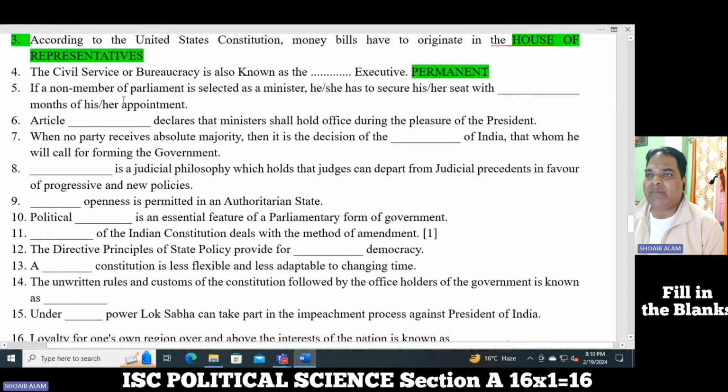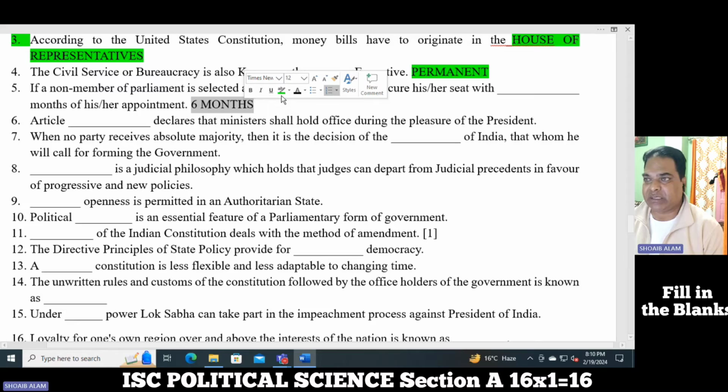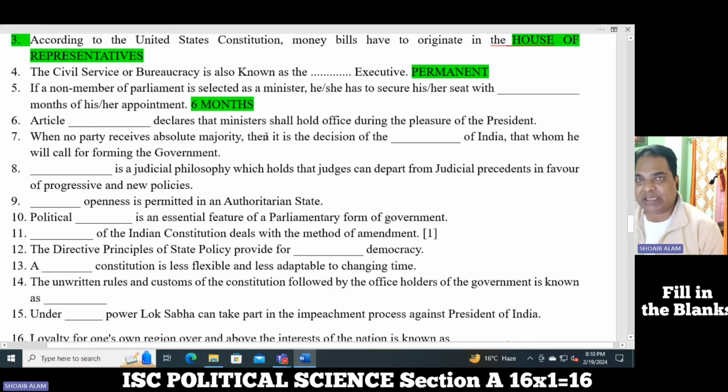Okay. Now, if a non-member of parliament is selected as minister, he or she has to secure a seat within dash months of his or her appointment. So within how many months? 6 months. If a non-member of parliament is given a seat as a minister, then definitely he has to get elected within 6 months from the day of appointment.